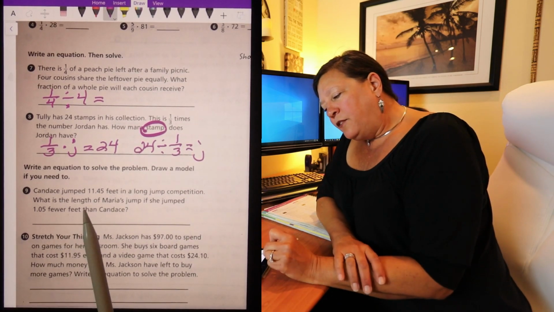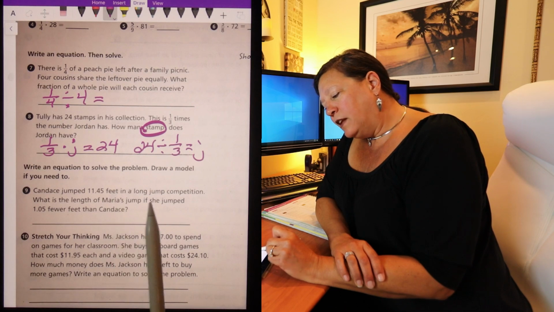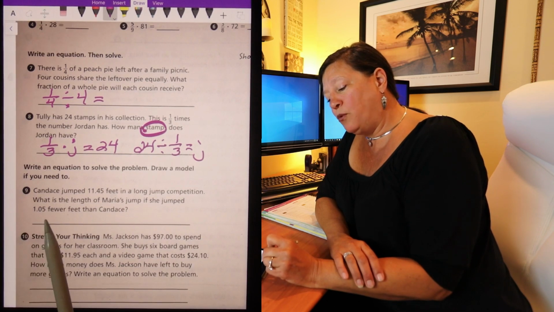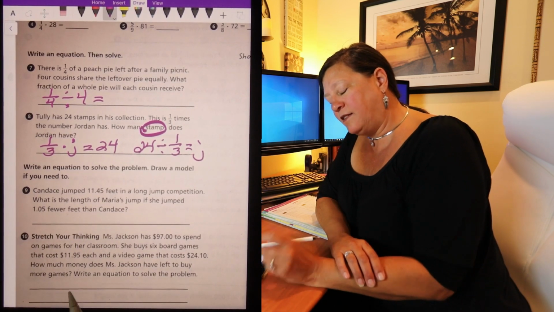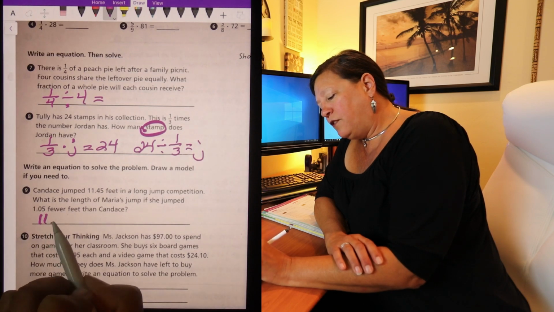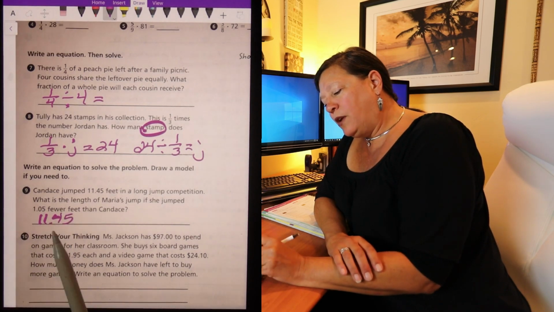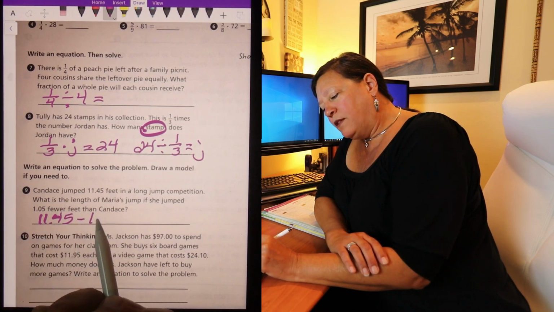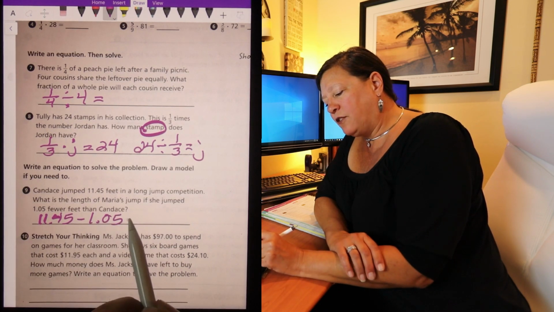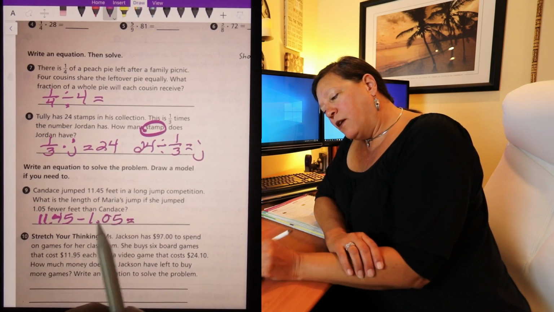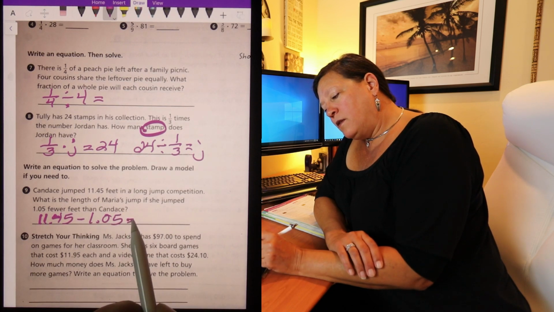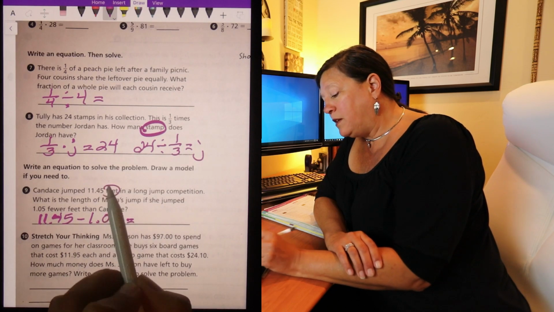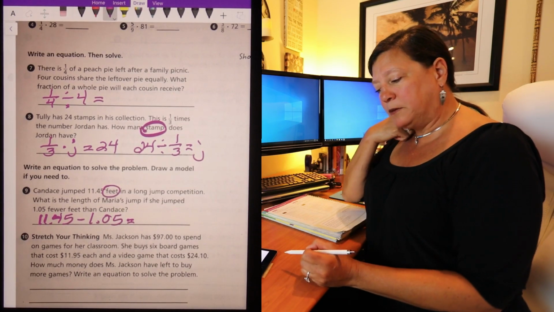Okay, number 9. Candace jumped 11.45 feet in a long jump competition. What is the length of Maria's jump if she jumped 1.05 fewer feet than Candace? Okay, situation, equation, and solution are going to be the same here. We know Candace jumped 11.45 and Maria jumped 1.05 fewer. So that subtraction is what we're going to do there to find out how far Maria jumped. Okay, and then we have to go back and see what is the measurement. It's in feet, so that will be our label there.